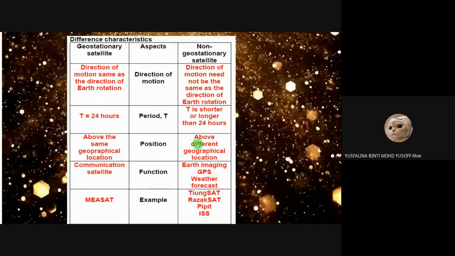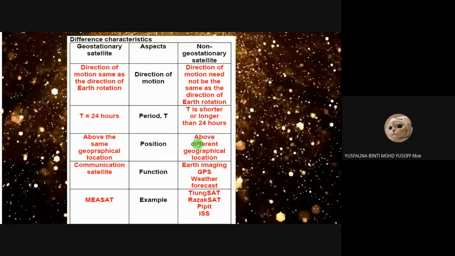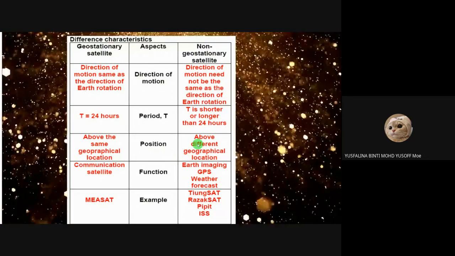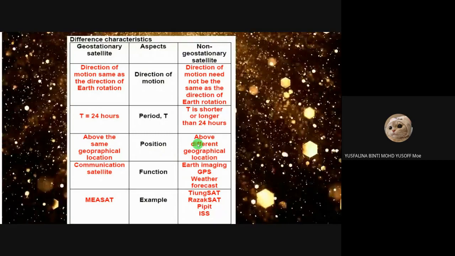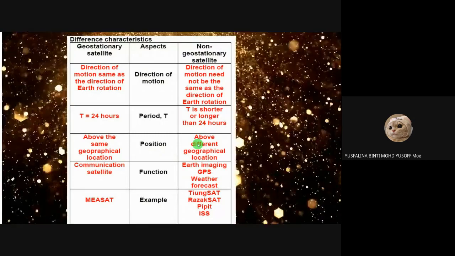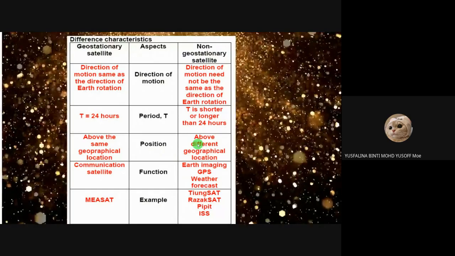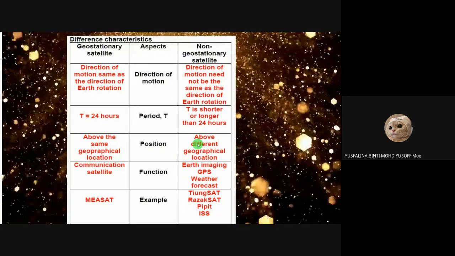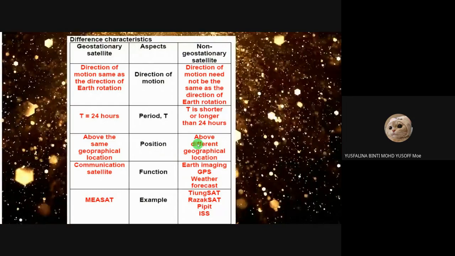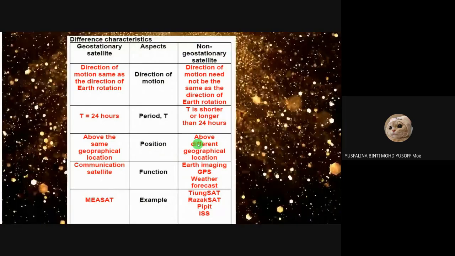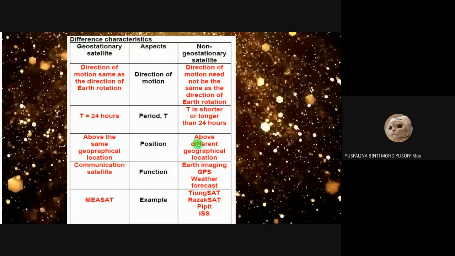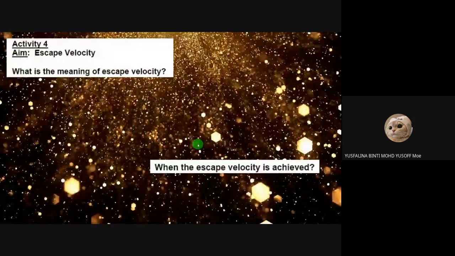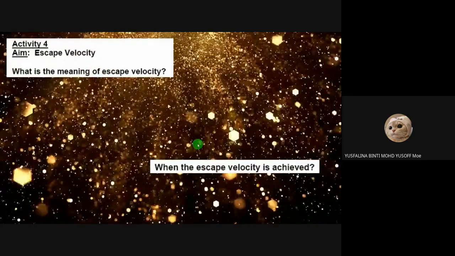Okay, and the Miasat is a geostationary satellite, for example. For the non-geostationary satellites, there are the Teosat, Razaksat, Pipit, and ISS. The Teosat and Razaksat are from Malaysia. So this is the example of the different characteristics between the geostationary satellite and the non-geostationary satellite. Right, so any question you want to ask before I move on to the escape velocity?